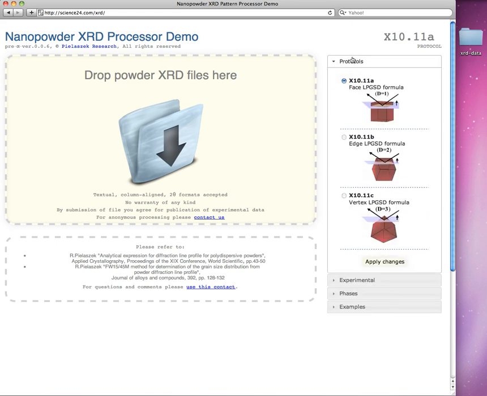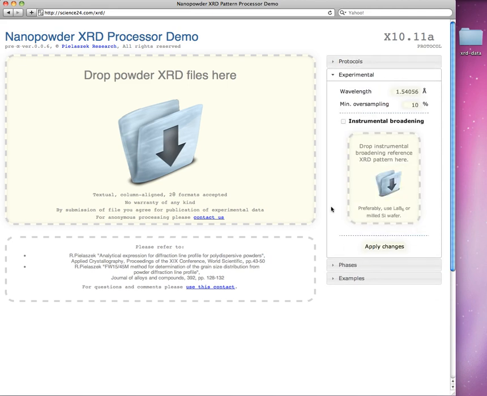First, we use a specific powder diffraction theory, which I described independently. Second, we assume that the wavelength is copper radiation, and this may be changed later. We require that minimum oversampling will be 10%, which means that a part of the diffraction spectrum must be empty.